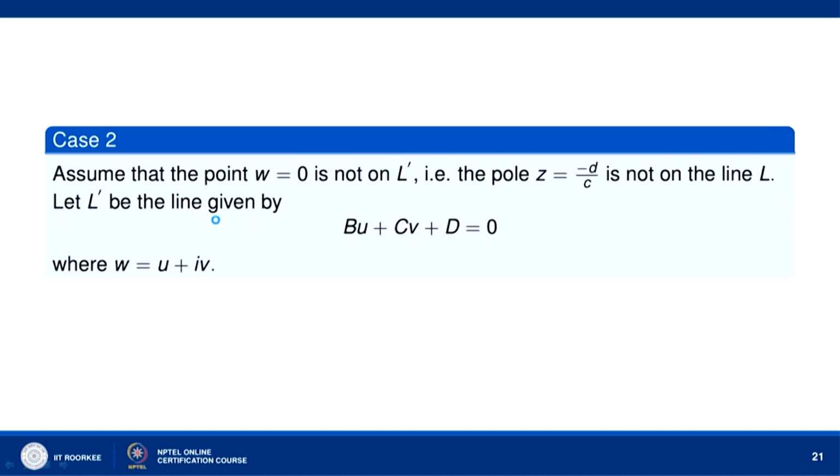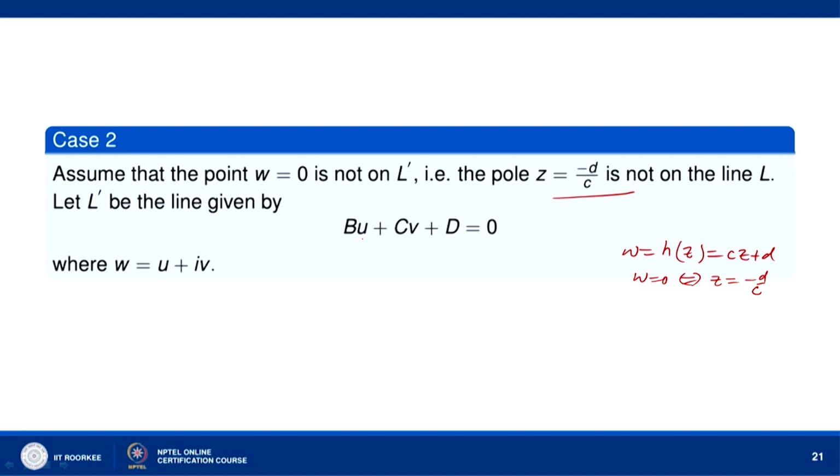Now, let us assume that W equal to 0 does not lie on L dash. If W equal to 0 does not lie on L dash, then W equal to h z is equal to c z plus d will imply that W is equal to 0 is implied by and implies z equal to minus d by c. So, when W equal to 0 does not lie on L dash, then z equal to minus d by c also does not lie on the line L.